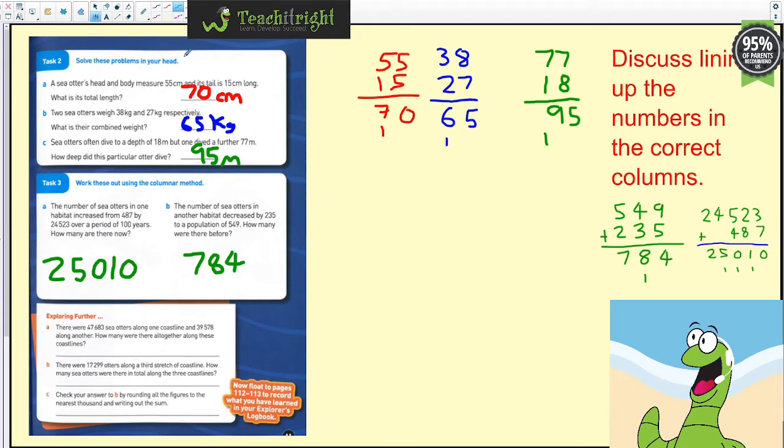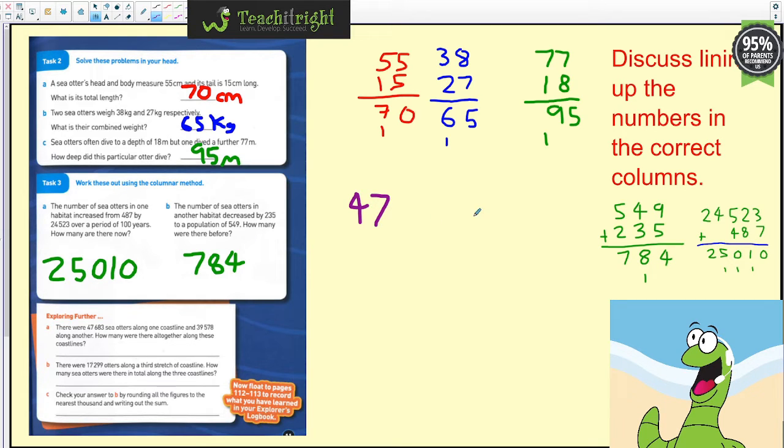Okay, everyone, I'm going to go through. So if you're not ready, pause it. Otherwise, here we go. So looking now, exploring further A, it says there were 47,683 sea otters in one coastline and 39,578 along another. How many altogether? So that was another thing. How many in total are there? Altogether or total means add. So let's add them and find out.